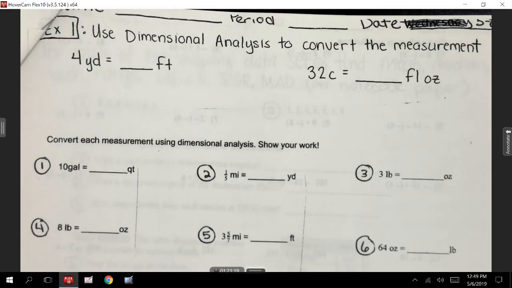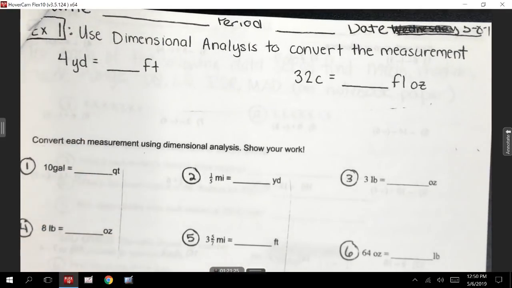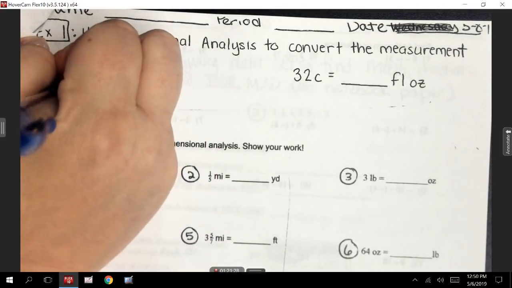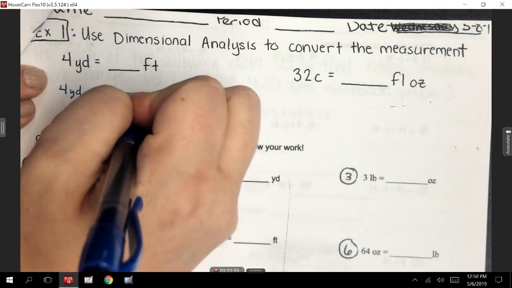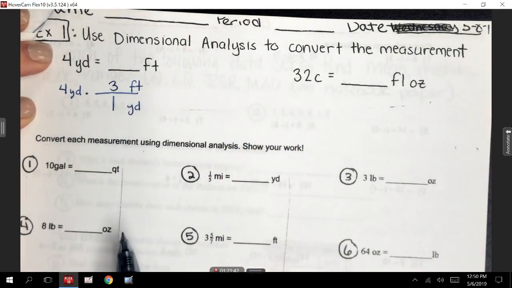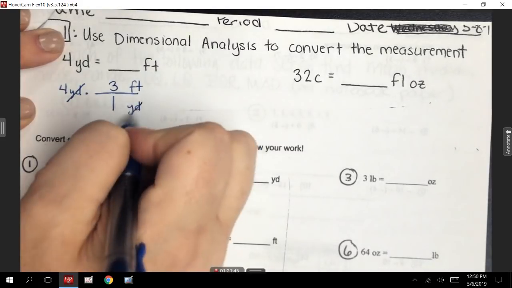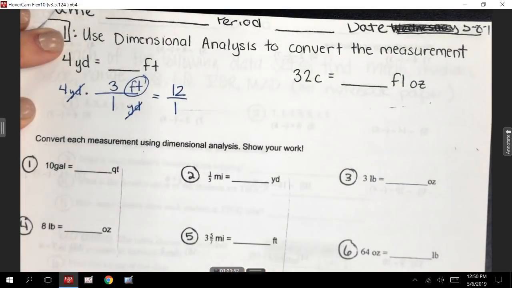Okay, looking at these first couple examples. So the first ones are just to kind of remind you of how to set them up. So we're given that we want to change 4 yards, so that goes on top. We're going to do times in a fraction bar. If yards is what we're changing, yards goes on the bottom. Feet's what we want to change it to, feet go on the top. From our measurements that we've learned this year, we know that 1 yard is equal to 3 feet. So we put 1 with yards, 3 with feet. Remember, that makes those go away, so I have feet in my answer, which is what we want. On the top, it says 4 times 3, which is 12. On the bottom, there's just a 1, and 12 over 1 is just 12.